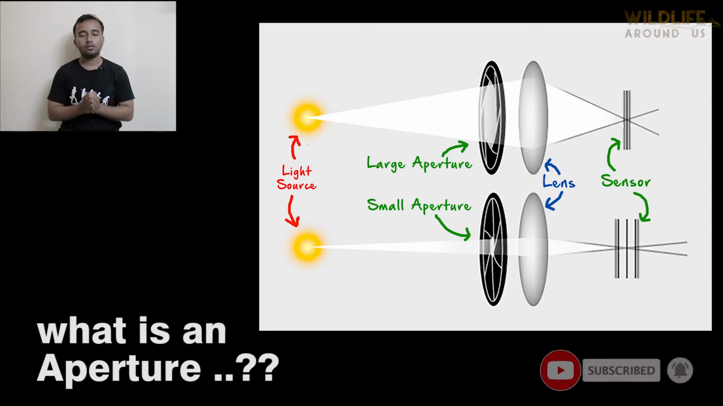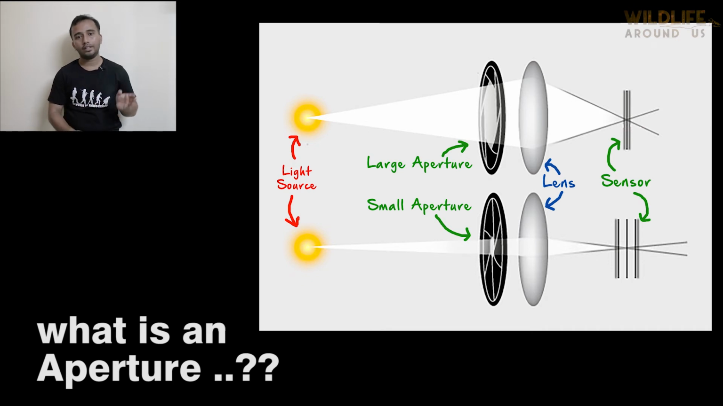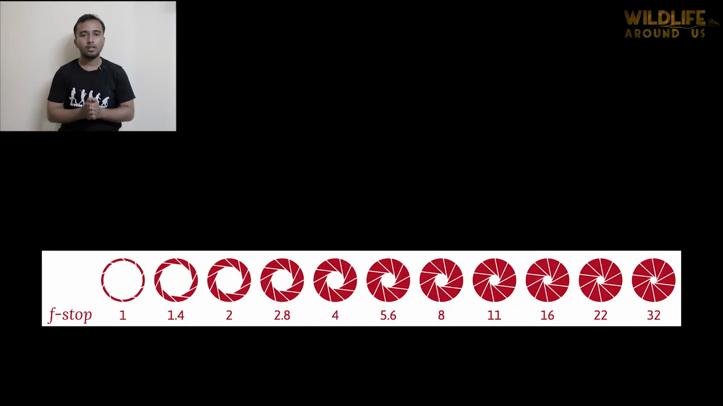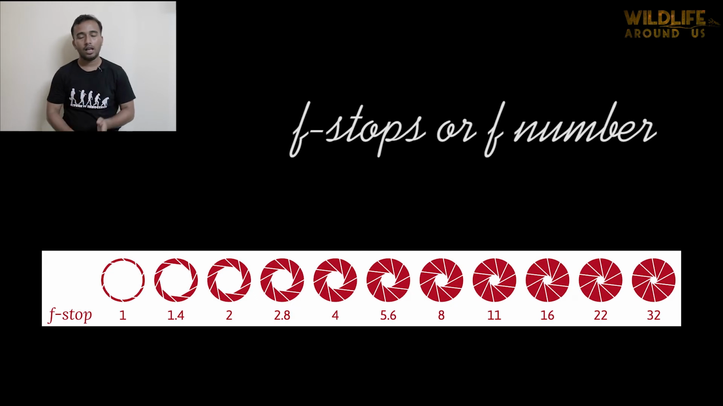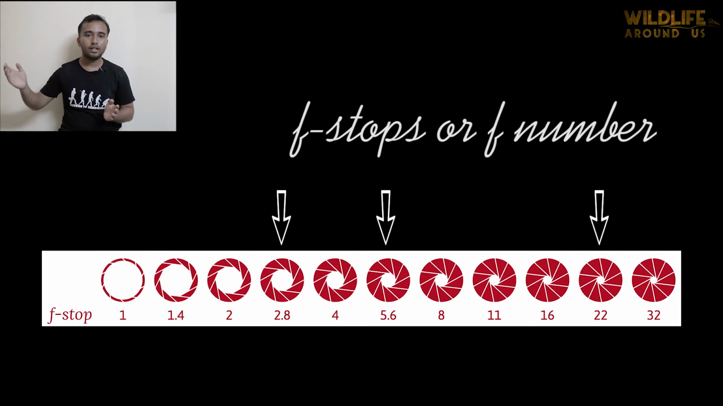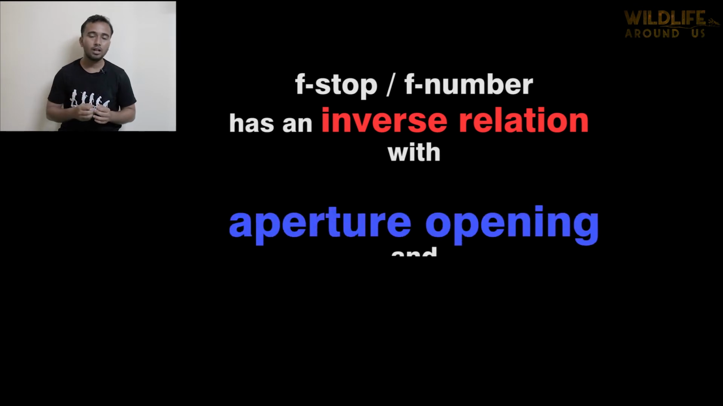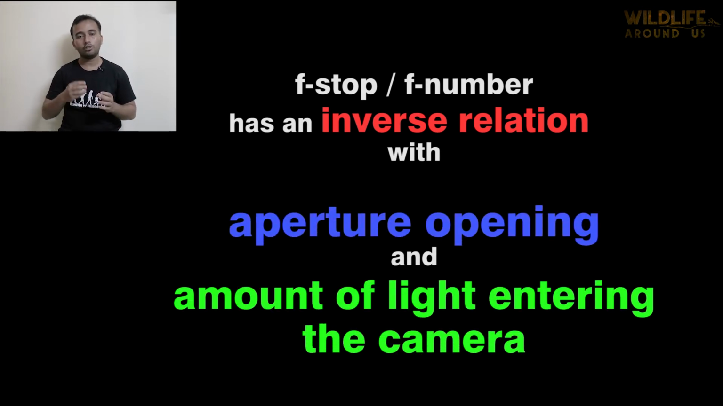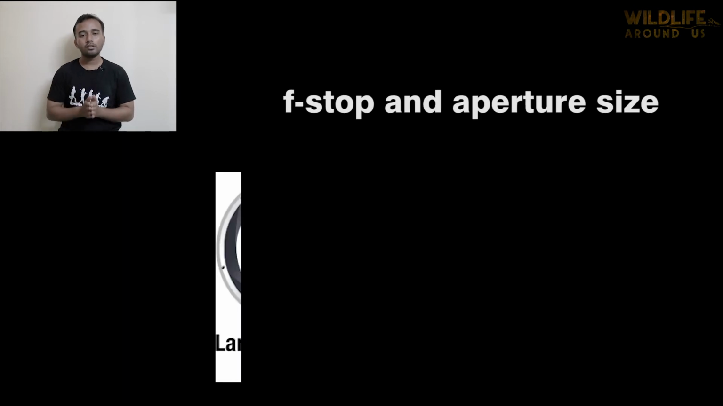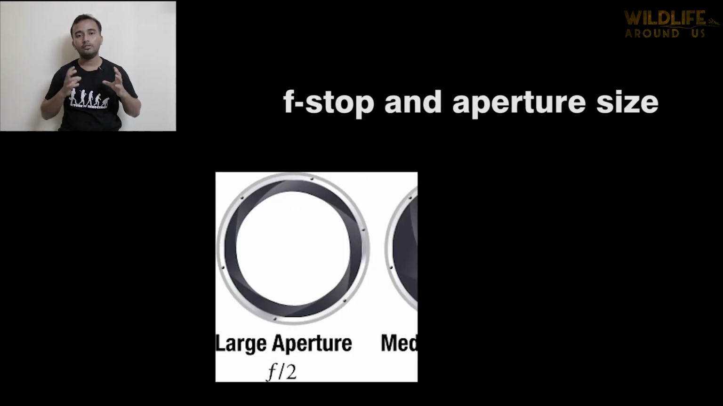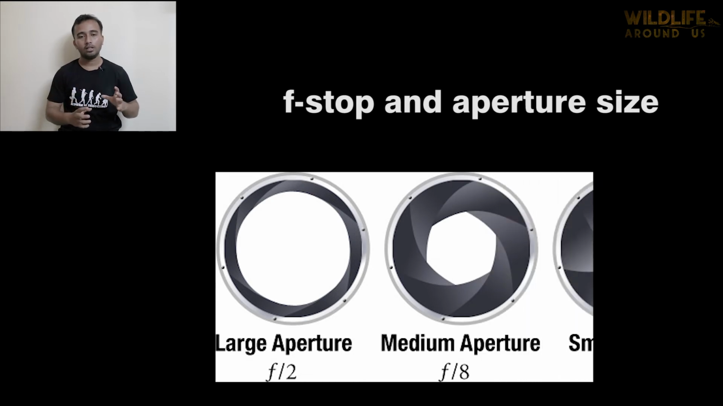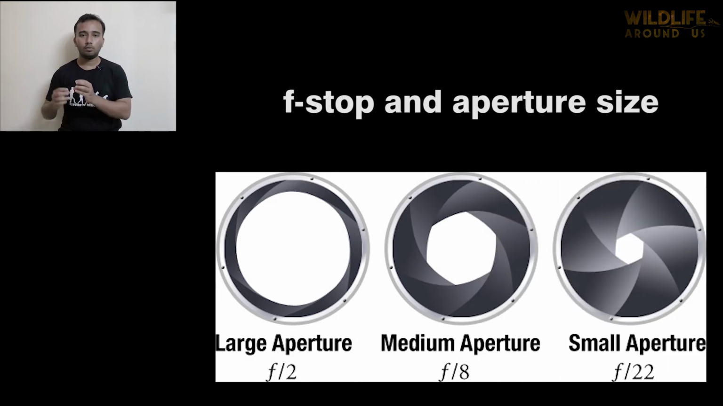We can control the size of the opening to control the amount of light entering the camera. Camera's aperture is measured in terms of f-stops or f-number, like f2.8, f5.6, f6.3 or f22 and so on. Now there is an inverse relationship between this f-number and the size of the opening or the amount of light which is entering the camera, which means f2 is a very large aperture and will allow lots of light to enter the camera. On the other hand, f22 or more is a very small or tiny aperture and will allow very little amount of light to enter the camera.